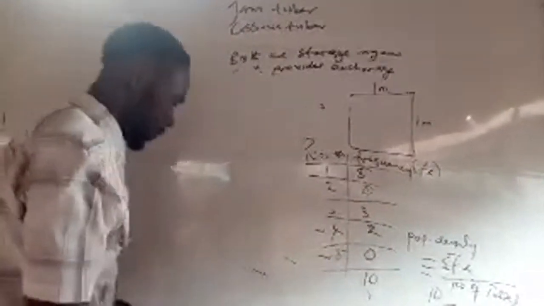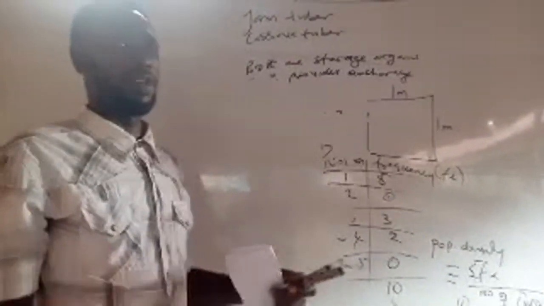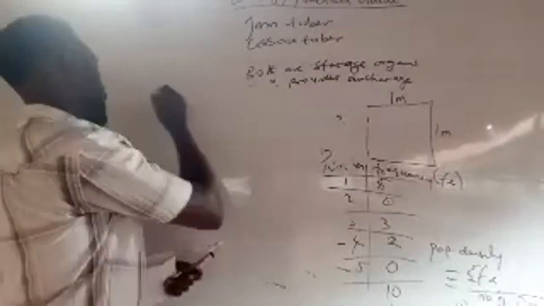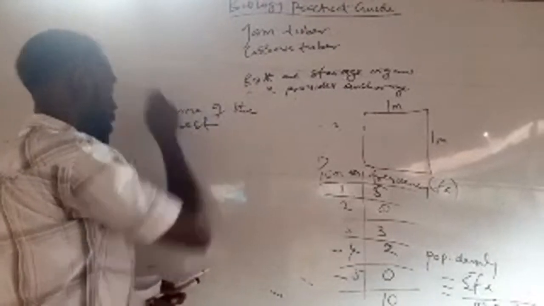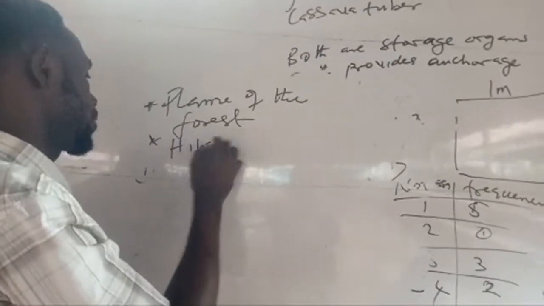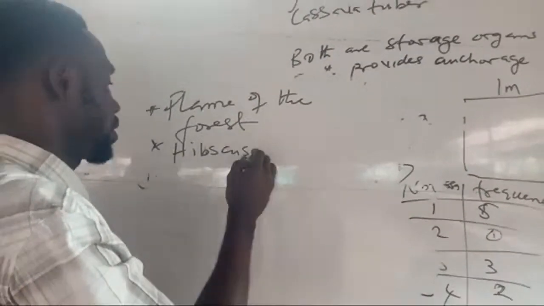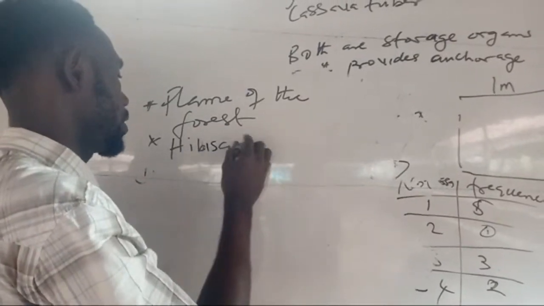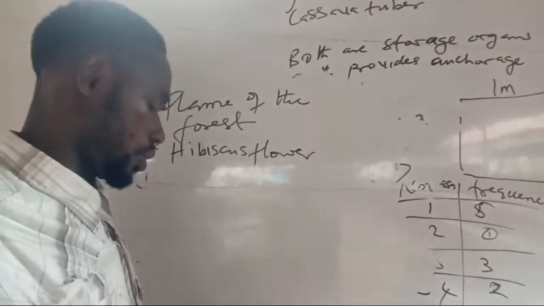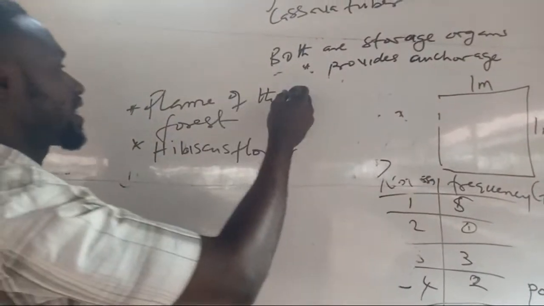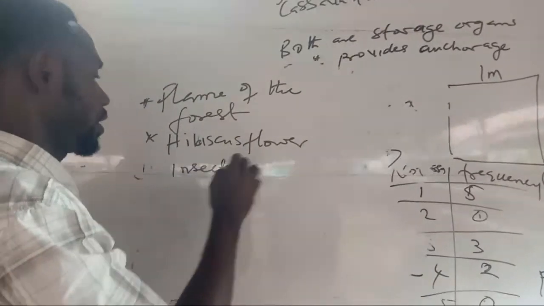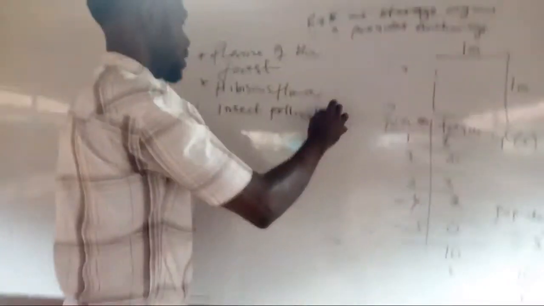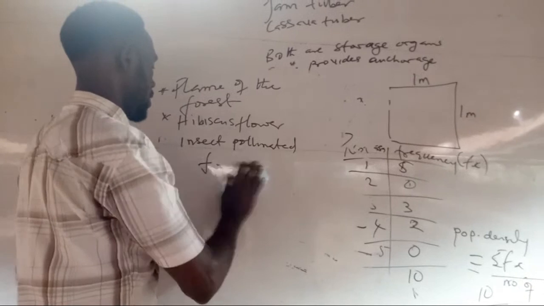Please, these two flowers are actually entomophilous flowers, or entomophily. That is, they are insect pollinated flowers. The flame of the forest, and then we have the hibiscus flower. So the two are actually insect pollinated flowers. These two are called insect pollinated flowers.